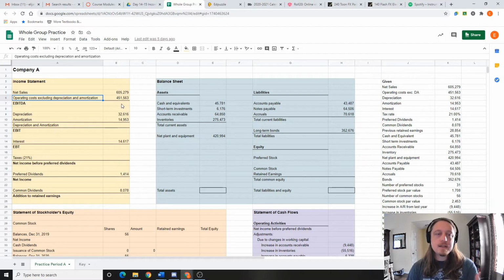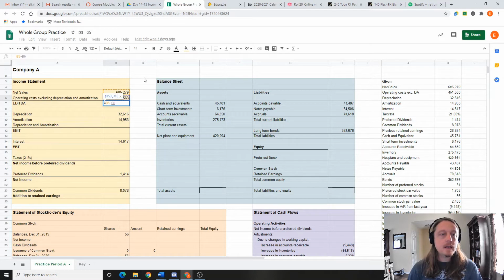So of course the $605,000 is not my profit. I've got to figure out how much money I actually made off of my sales. So what I do is I press equals, and we're going to take sales minus the cost of those sales, and we get EBITDA. I've heard it said a lot of different ways, but pretty much this is earnings before interest, taxes, depreciation, and amortization.